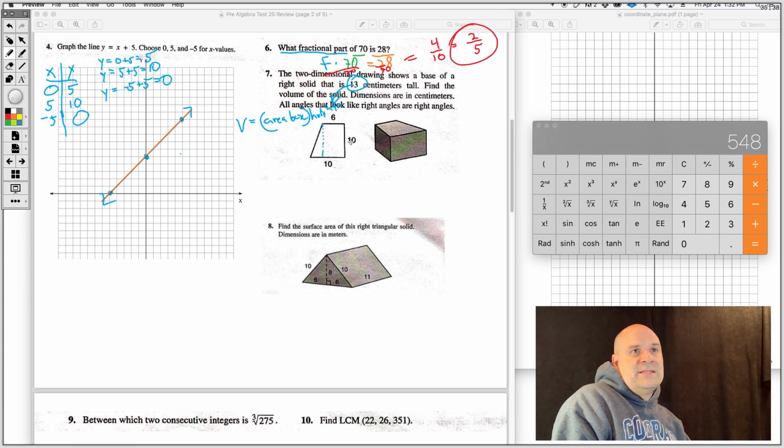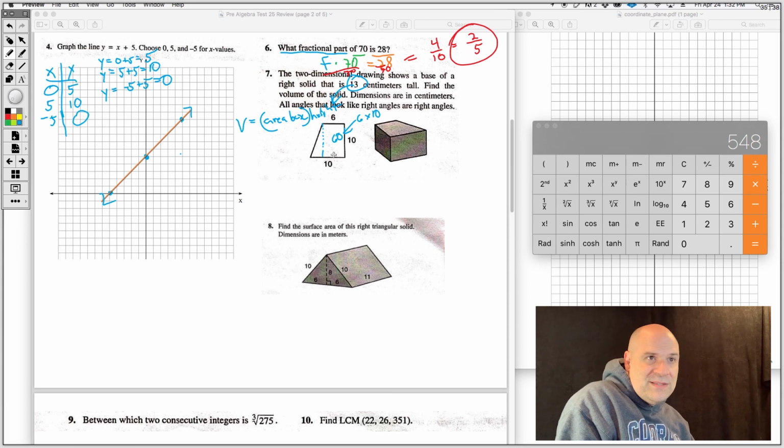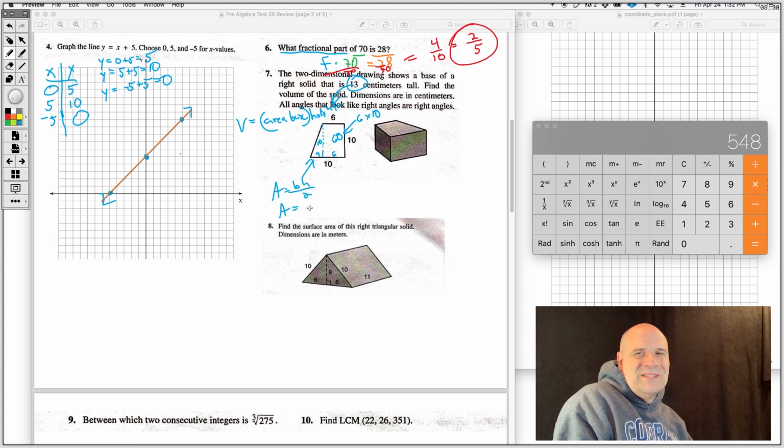This is a 6 by 10 rectangle, so that's 60. Well, what's this? Well, if this is 6 and this whole thing is 10, that means that's 4. And then this is 10 here. How do you find the area of a triangle? Good. Base times height divided by 2. Don't forget to divide by 2. So base times height, 4 times 10 is 40, divided by 2 is 20.